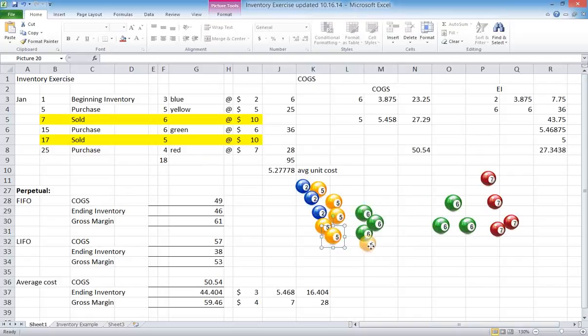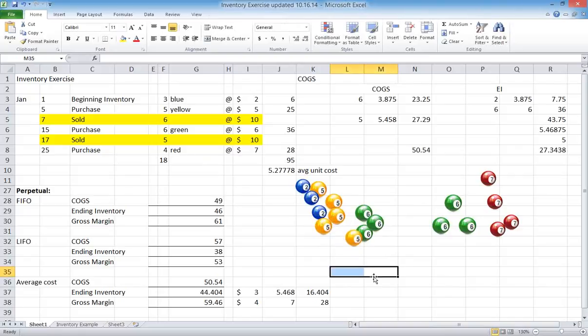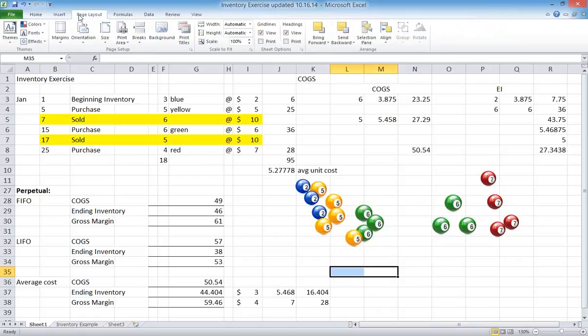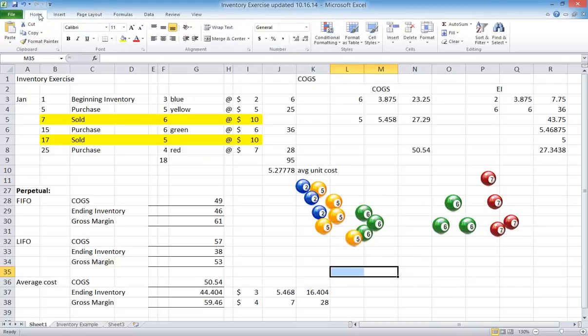And then again, we could just add up these items here. I'm just looking for my draw. Anyway, all of these items are my cost of goods sold, and these would be my ending inventory.